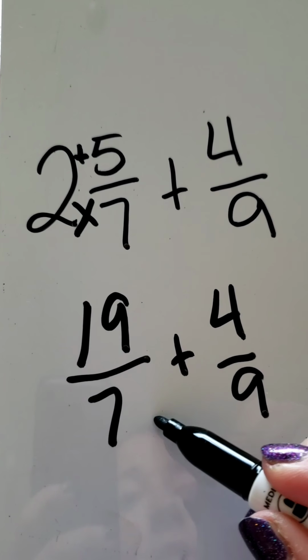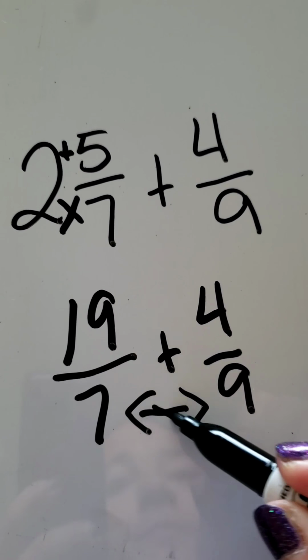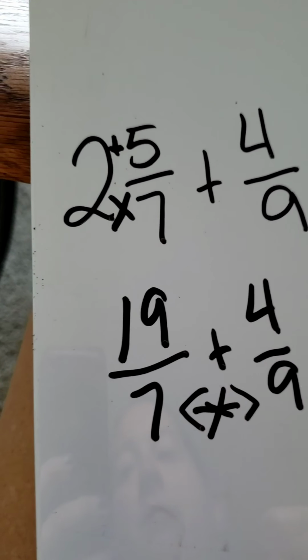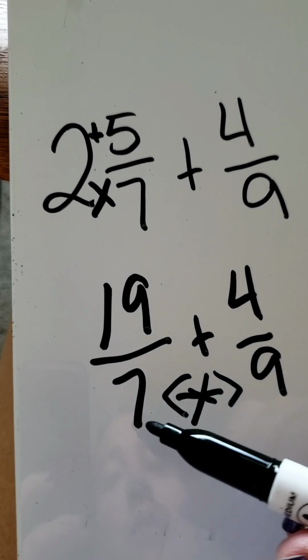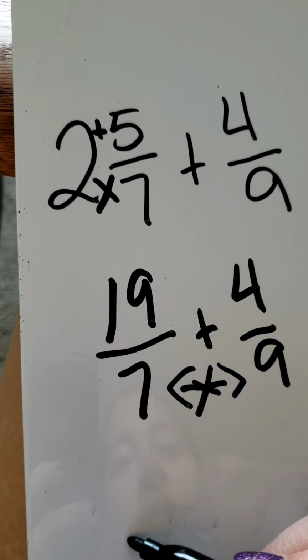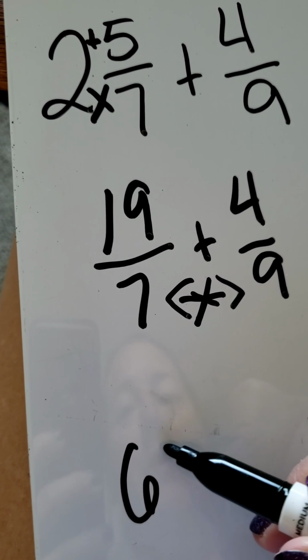Make sure we have the same numbers on the bottom. We don't have the same numbers on the bottom, so we're going to multiply bottoms by each other. Okay, and then 7 times 9 is going to give me 63.